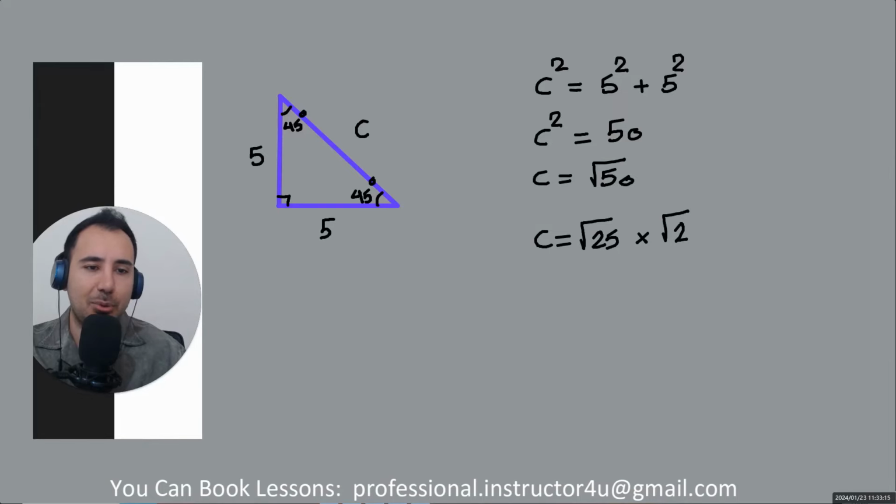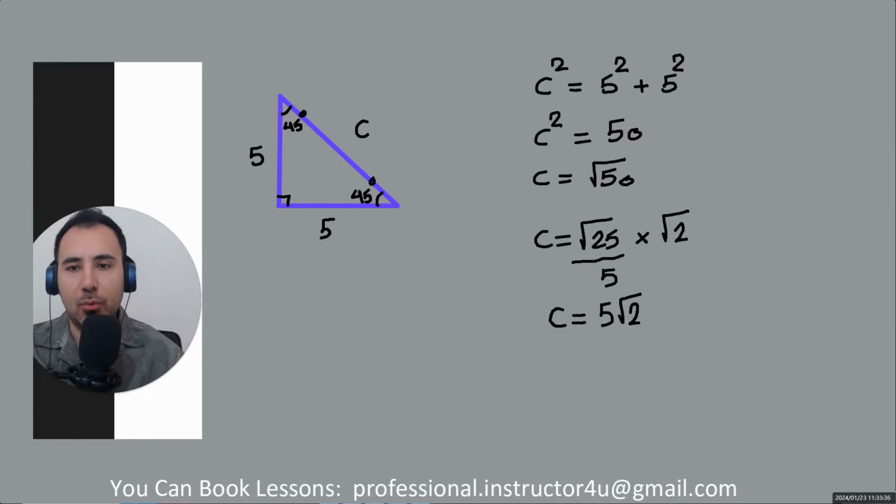So what is the square root of 25? A number that is multiplied by itself and becomes 25 is 5. 5 times 5 is 25. So this is actually 5. So I could write it here: c will be 5 square root of 2. And this is always true.